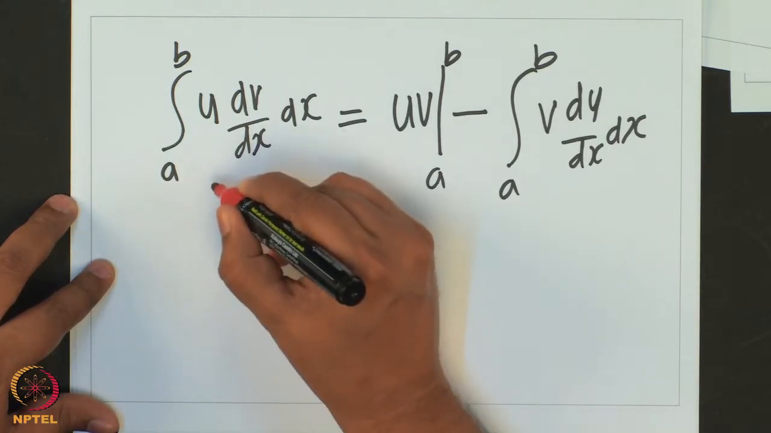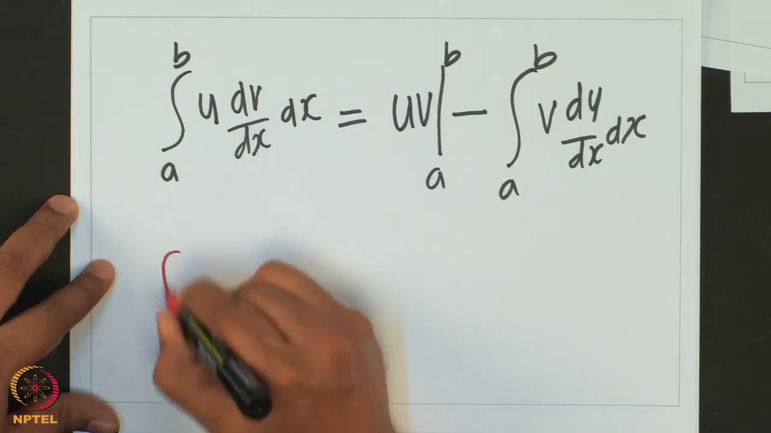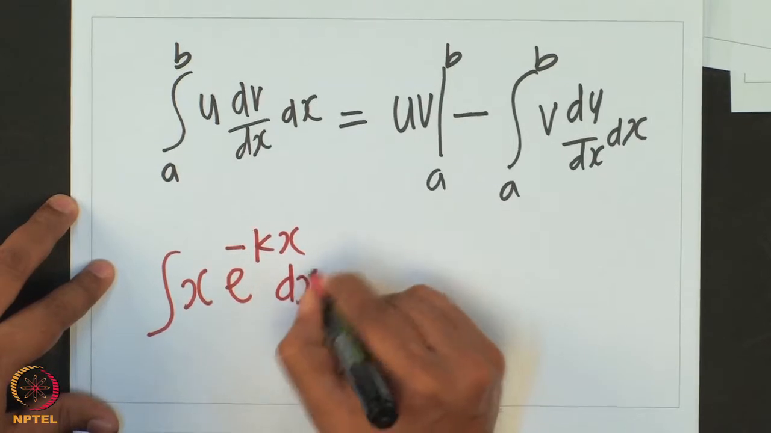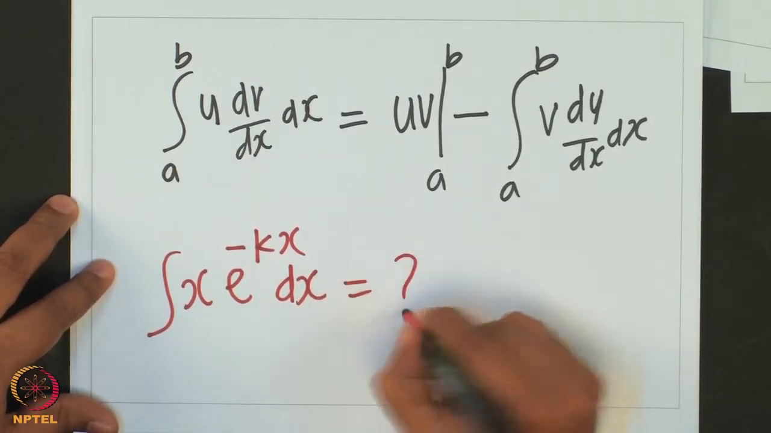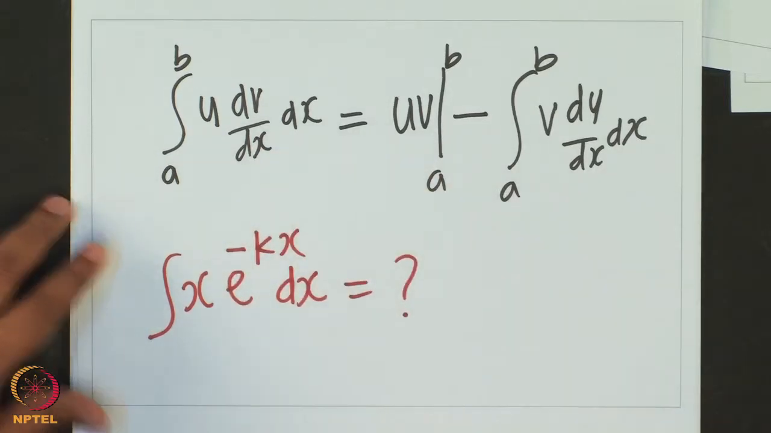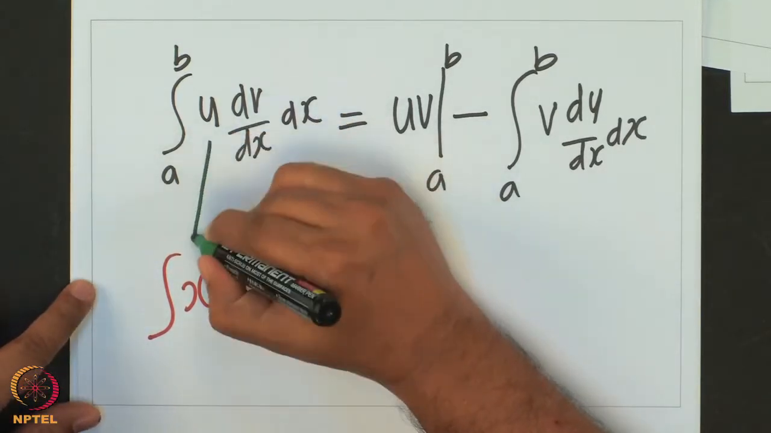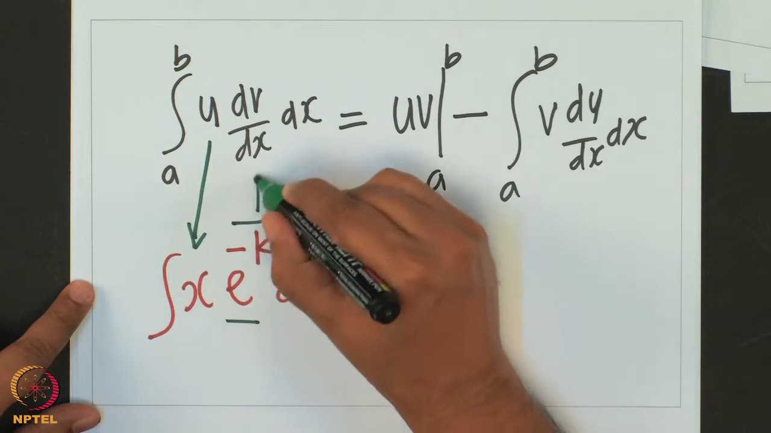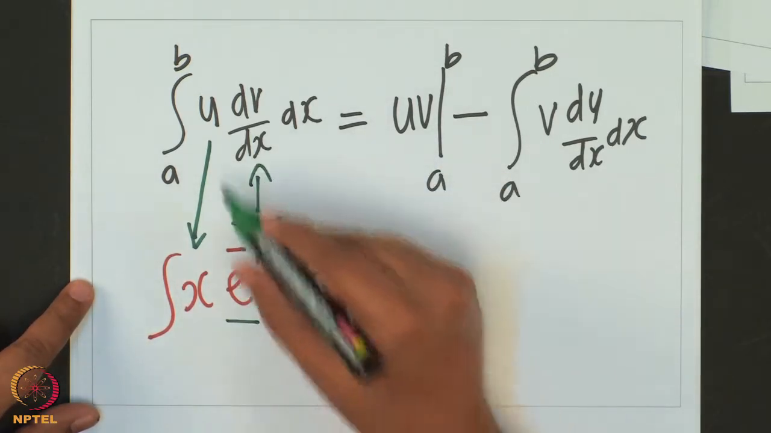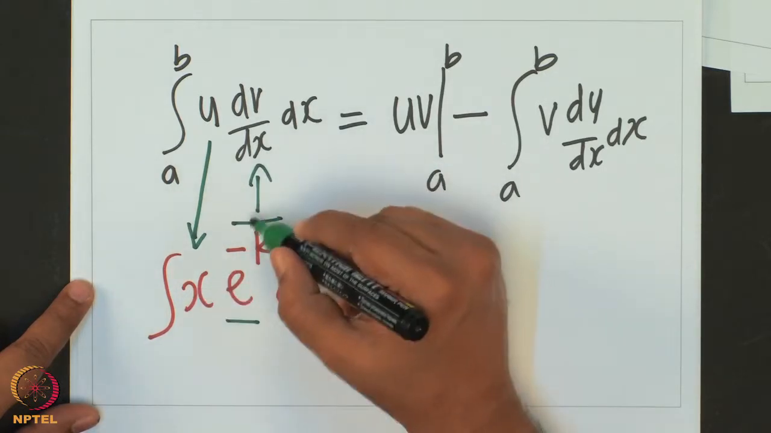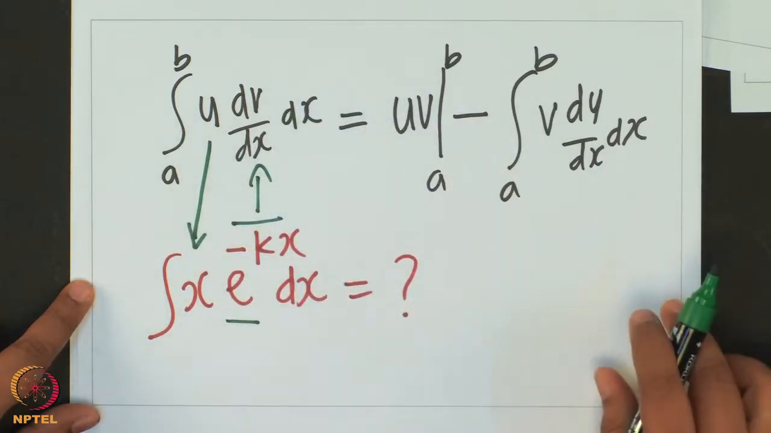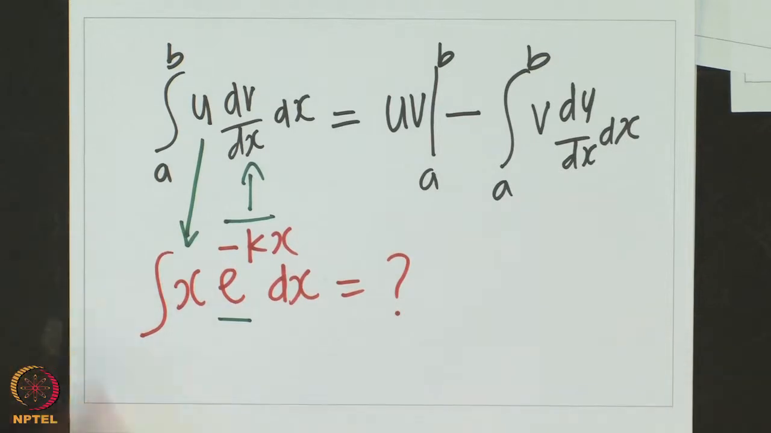So for example, I could start, if you want to calculate x e power minus kx dx, we would use this idea where we would consider x as u and e power minus kx as dv by dx. So by taking u as x and dv by dx as e power minus kx, we can do this integral using this formula. So let us see how we do this and what is the answer that we would get.